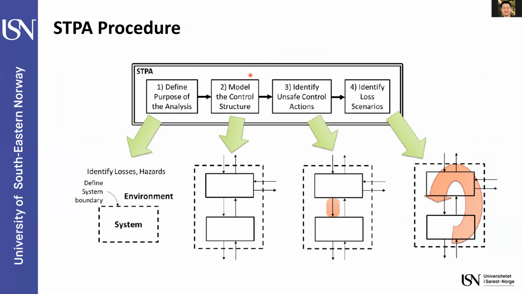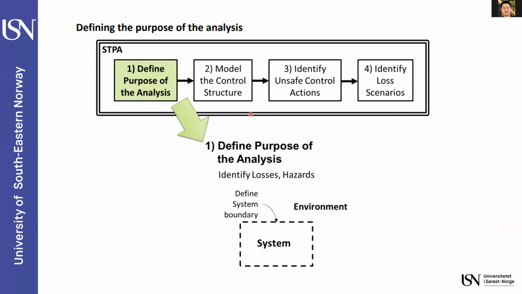STPA consists of 4 steps. The first step is to define the purpose of the analysis. The second step is to model the control structure. The third step is to identify unsafe control actions. And the last step is to identify loss scenarios. So let's follow the steps one by one. The first step is to define the purpose of the analysis.